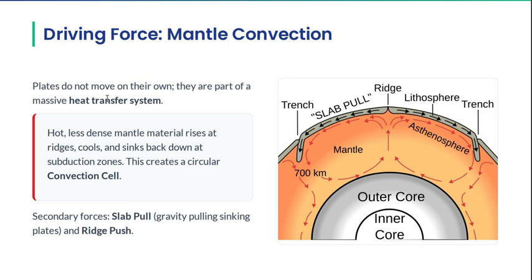But hot, less dense mantle material rises at the ridges, cools, and sinks back down at subduction zones, and this creates a circular convection cell. The secondary forces are slab pull, where gravity pulls on sinking plates, and ridge push. As you can see here, the slab pull pulls it that way. There's a trench, so it goes down. The lithosphere is that.